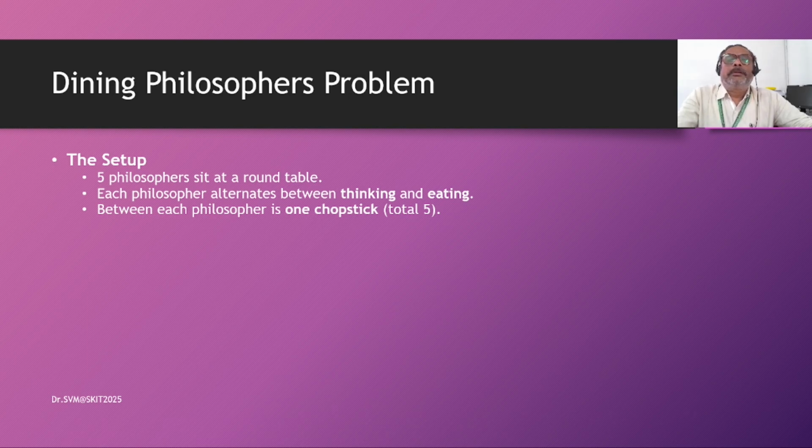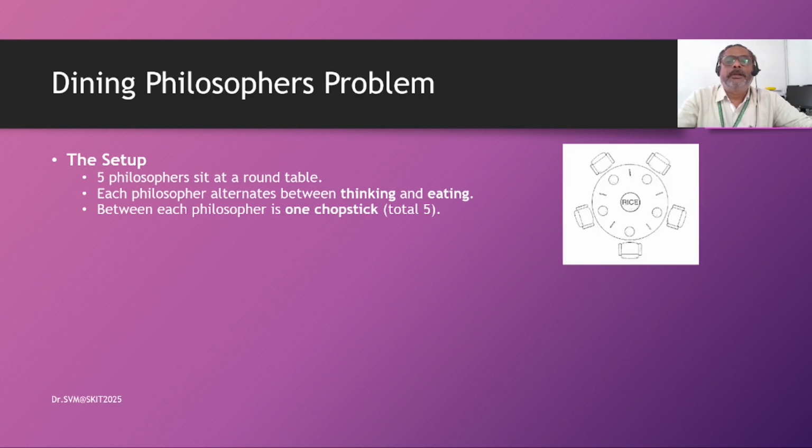Between two philosophers there is one chopstick, so totally 5 chopsticks are there, and that's how it looks. There is a round table, and 5 philosophers are sitting around it. Before each there is one plate, and we have a bowl of rice. So the plates are served with rice, and between two philosophers there is one chopstick.